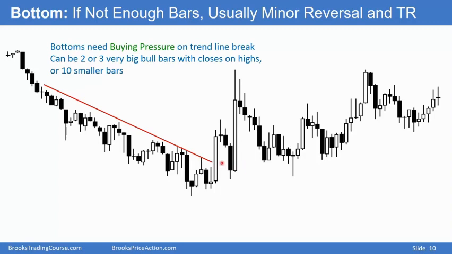For a trend reversal, you need buying pressure. If you have a bear trend, you need buying pressure. And you can get that from 2 very big bull bars like this, closing on their high, but you can also get it from 10 smaller bars. This is enough buying pressure. You have a big bull bar closing on its high. You have an even bigger bull bar closing near its high. This is enough buying pressure so that traders will look to buy a reversal up from the next sell-off, a possible high or low major trend reversal.